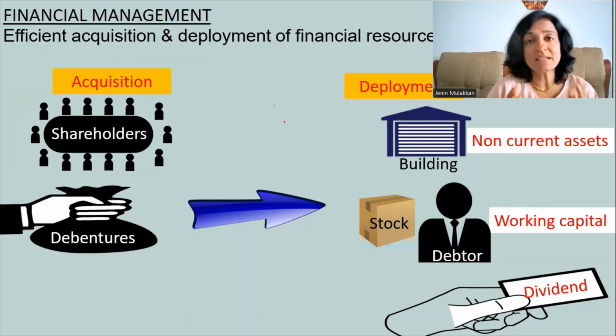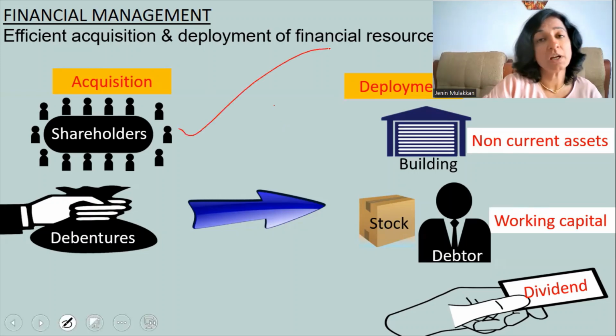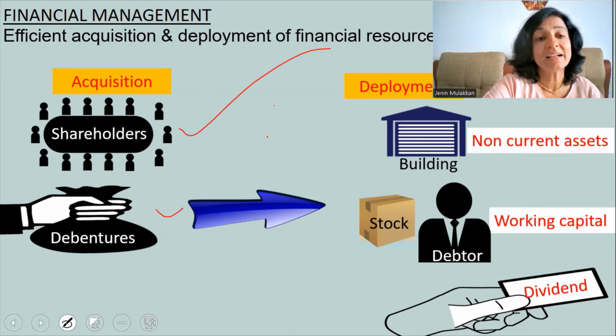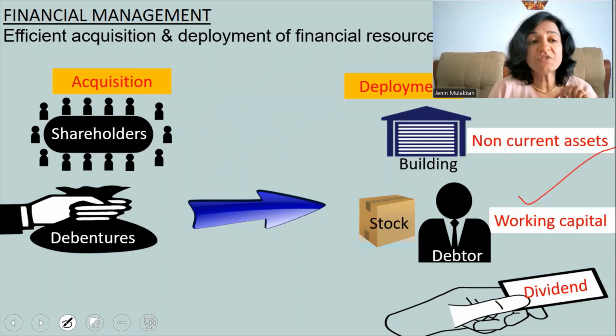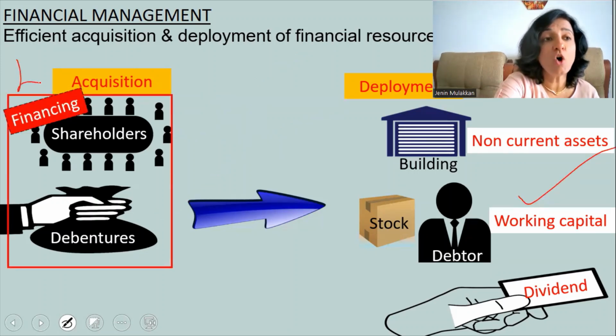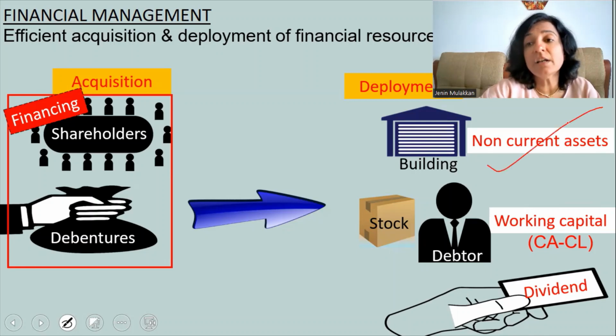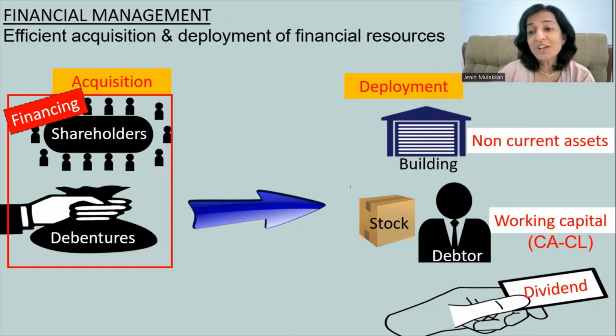The various methods in which the funds can be acquired is either by way of shareholders' equity or through other long-term borrowings like debentures. Now, what we have just seen is the long-term financing methods. Now, how do we deploy or use these funds? We have to decide how much we have to invest in the non-current assets like buildings. And we have to decide how much has to be invested in working capital.